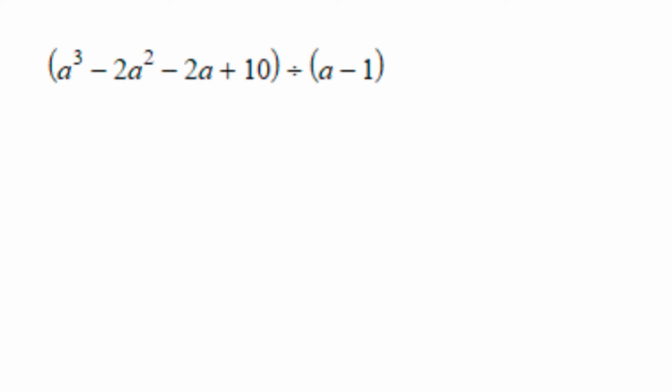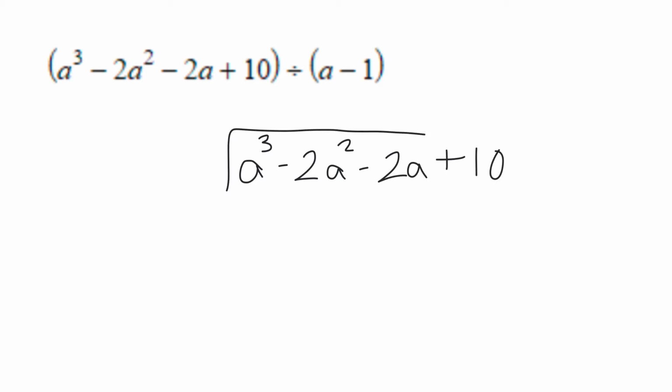So let's take a look at this. This is going to get ugly with the writing with my finger here. We have a cubed minus 2a squared minus 2a plus 10. And we're dividing by a minus 1. Now there's a chance we could have no remainder here because 10 is divisible by 1. So there's a chance we could have no remainder. That doesn't mean we won't, but we are saying there's a chance.